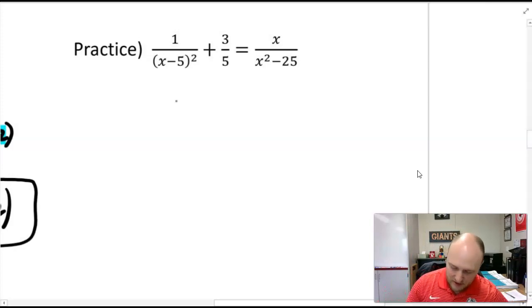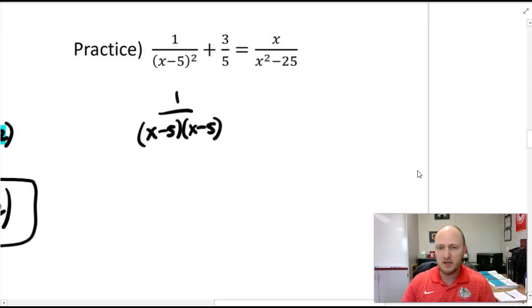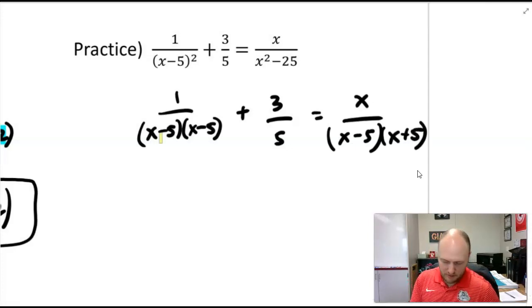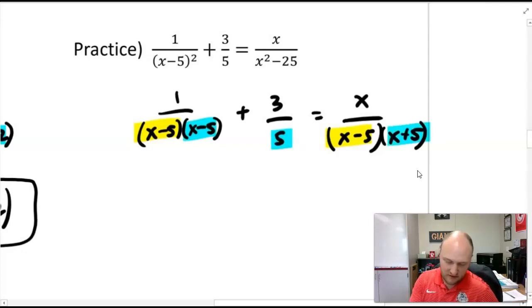There is some factorization here as well as expansion. Notice how we have x minus 5 squared. That's 1 over x minus 5 times x minus 5. I like to expand it so that you can see each of the factors. And then we again have difference of 2 squares on the far right: x minus 5, x plus 5. So what's shared? x minus 5, that's shared. Anything else? No. Just an x minus 5, a 5, and an x plus 5.